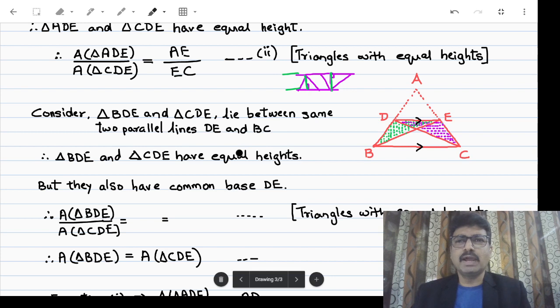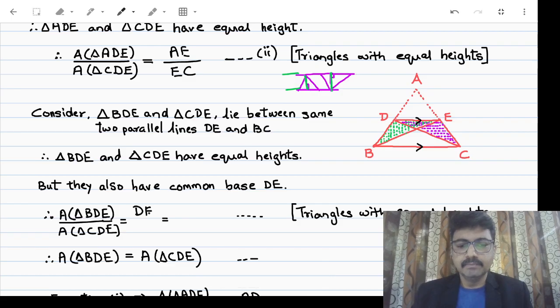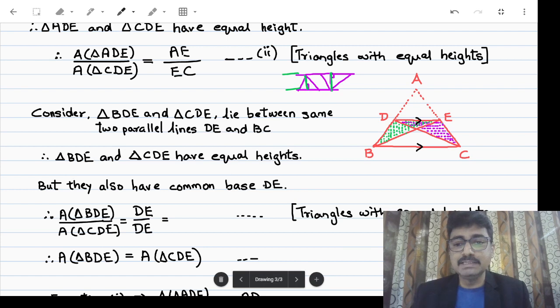What did we know about triangles with equal heights? That the ratio of areas is equal to the ratio of bases. Observe, students. Here for BDE, I can take DE as the base. For CDE, I can take DE as the base. So practically, I can write the ratio of areas is base DE upon DE. Isn't it a common base for both? Yes, they also have common base DE.